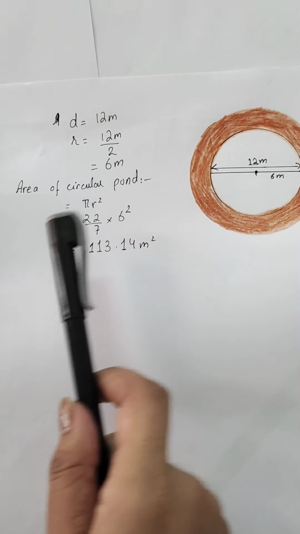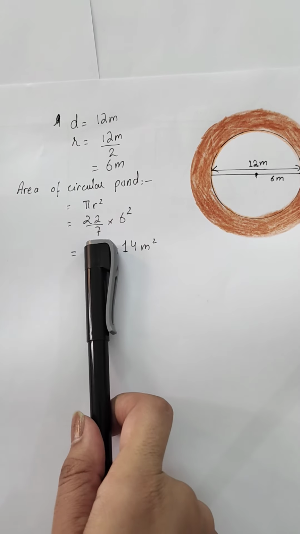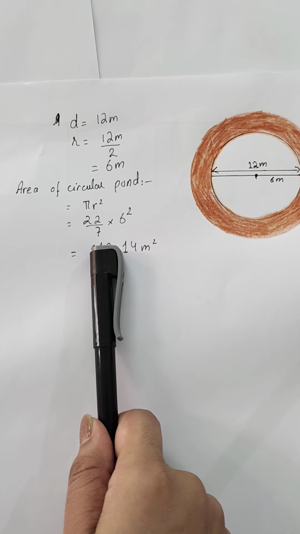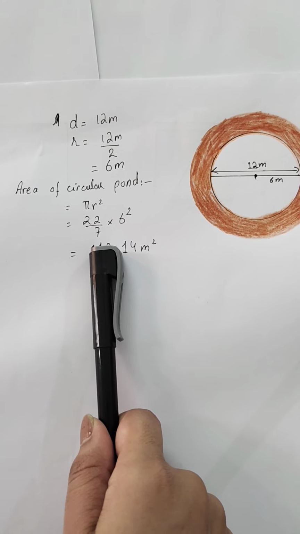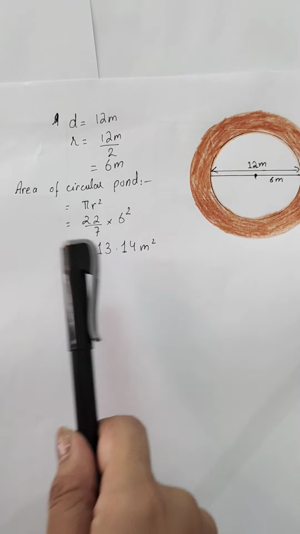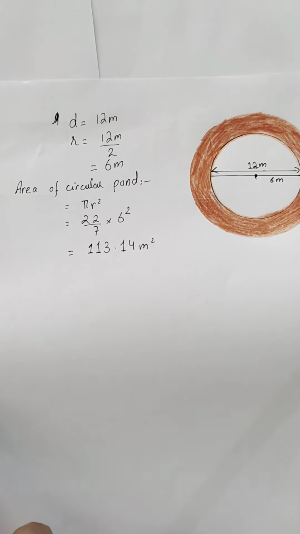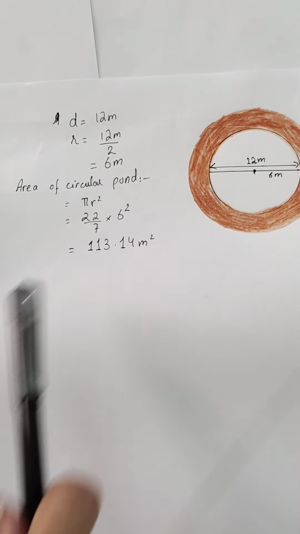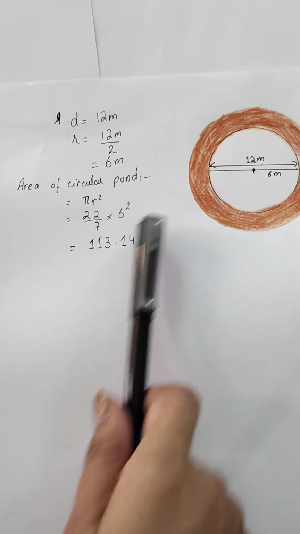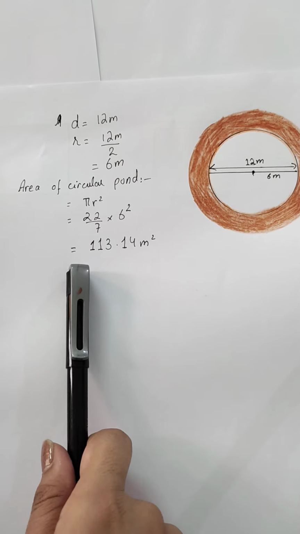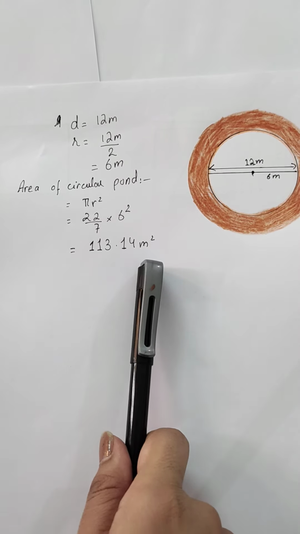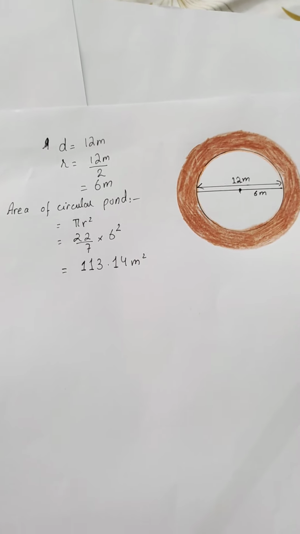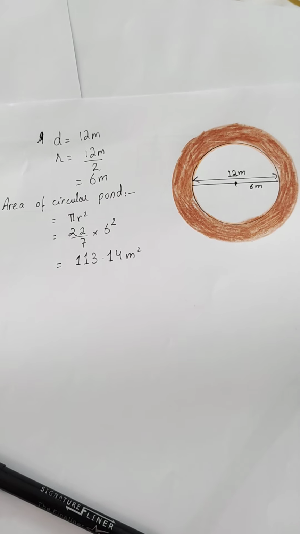So area of the circular pond is equal to pi r square. The value of pi is 22 by 7. The value of pi is also 3.14, but we will use 22 by 7 in this question, because then you will get the answer according to the book. So 22 by 7 multiplied by 6 square, 113.14 meter square. This is the area of the circular pond. Now we have solved one part of the question. Let's read the next part.